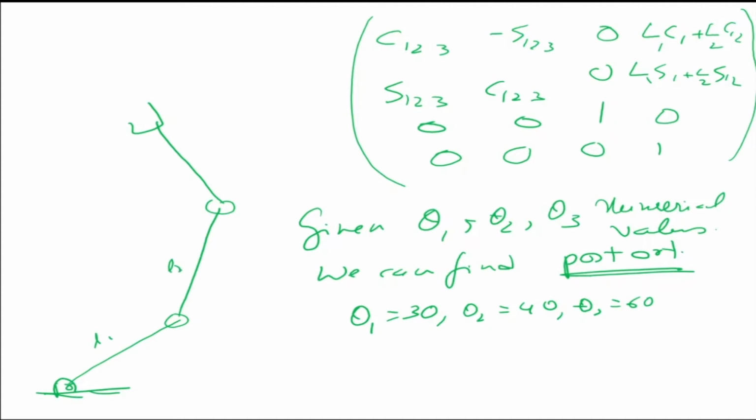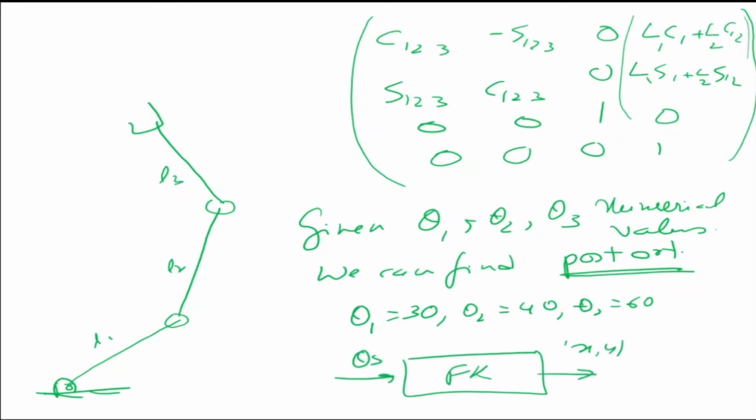L1, L2 are known. Okay. Now what is the position? Position is going to become this one, and orientation is going to become this. So in forward kinematics, my input is the thetas in this particular case, and what is the output? It is the xy of the end effector, and the orientation, which is the matrix.